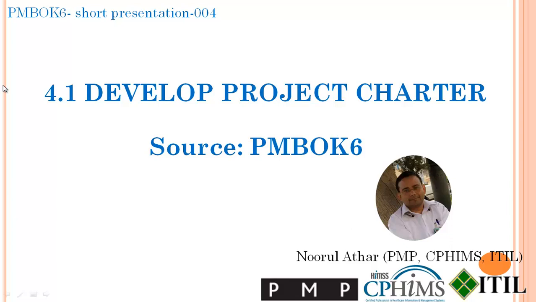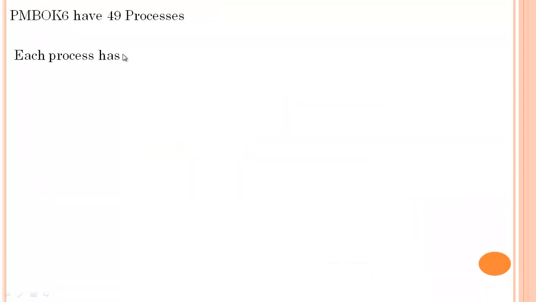In the previous video, I explained how to map 49 processes in process groups and knowledge areas. In this presentation, I am going to explain the first process group, develop project charter. The PMBOK has 49 processes.